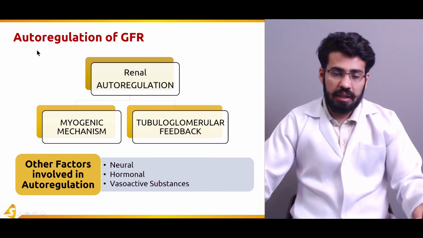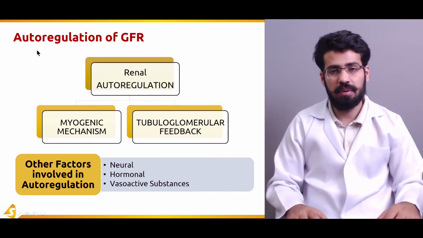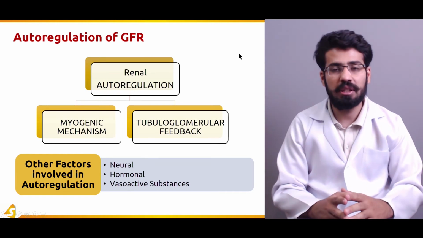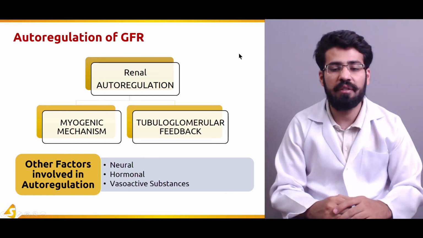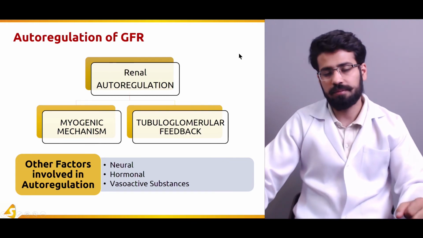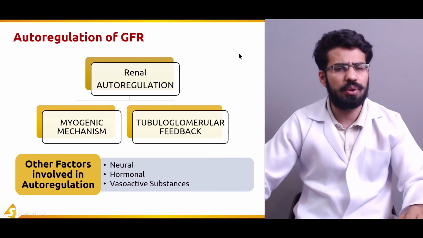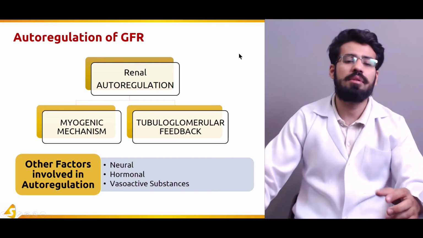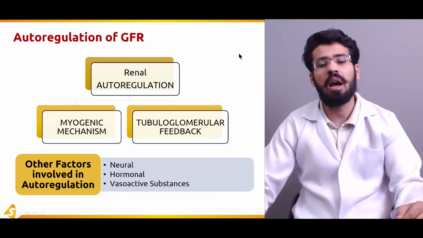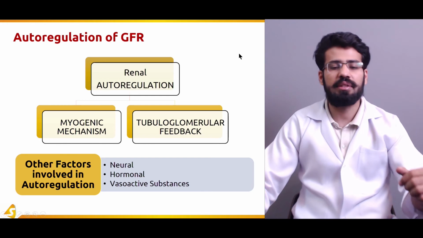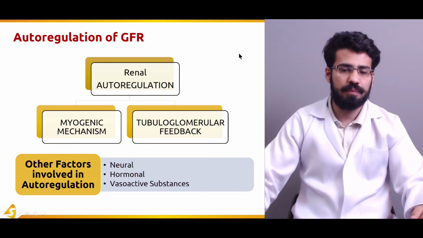This renal autoregulation is divided into two major portions. On this hand we have the myogenic mechanism, and on this hand we have tubuloglomerular feedback. And there are other factors, of course, as well. We cannot negate them, but these are of minor importance compared to these two mechanisms. That includes the neural, hormonal, or vasoactive substances that are basically extensions of these two autoregulation systems.